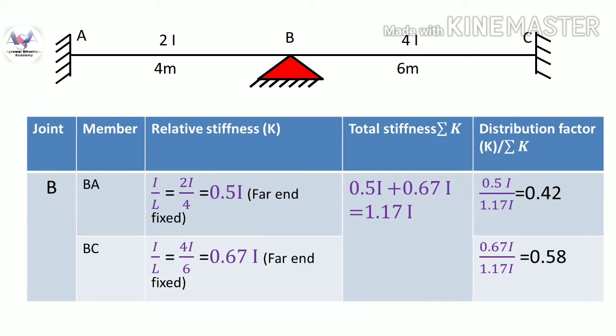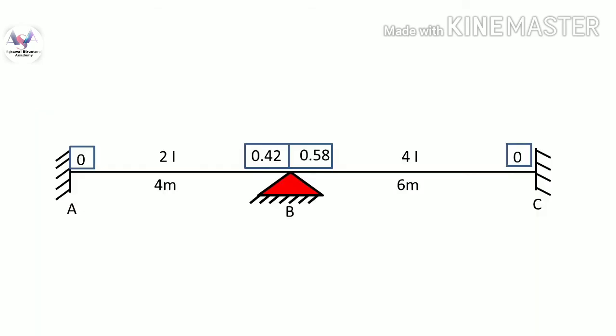here it is 0.58. So previously I told you that the summation of the distribution factors at any joint is always 1. Here it is 0.42 and this is 0.58. So the summation is 1. So now the distribution factor for a fixed joint, that we know is 0, and for this it is 0, and we have calculated this 0.42 and 0.58 for the joint B.